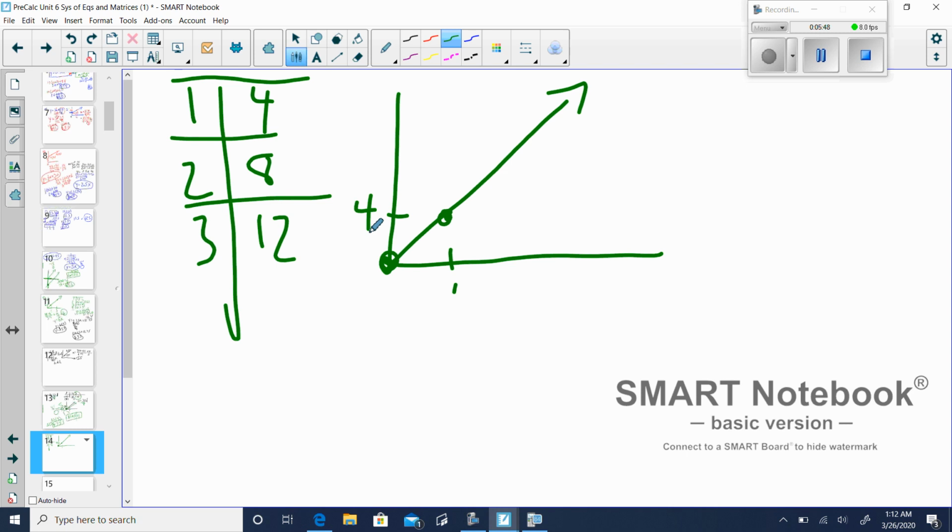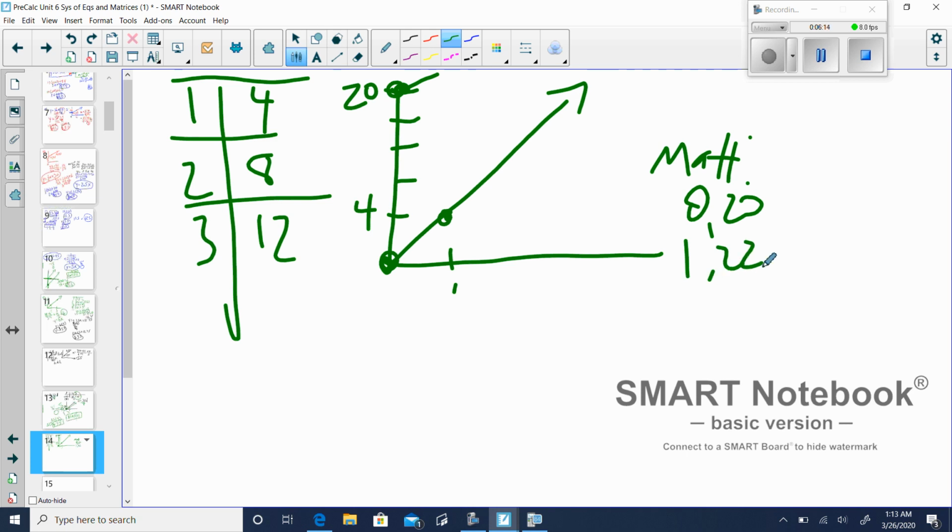All right. What about for Matt's collection? Ooh, Matt starts out up here at 20, and then he goes up more slowly. So for Matt, we have 0, 20, and 1, 22. We get 2 other points we could use, 5, 30, 9, 38. It's your personal preference, all right?